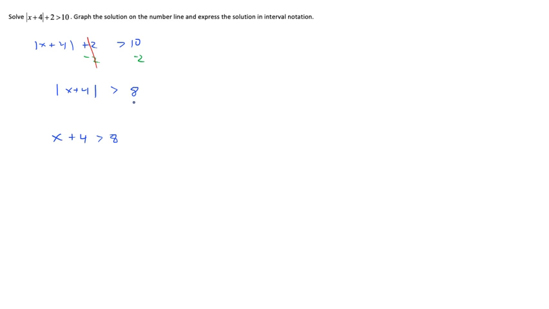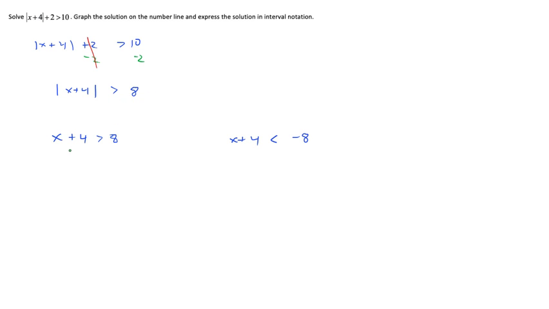Because essentially we're multiplying by negative 1, the golden rule for inequalities is that if we multiply by a negative, we have to switch the direction of the inequality. So this becomes x plus 4 is less than negative 8. Notice the sign inside the absolute value, this x plus 4, does not change. It doesn't become x minus 4. The number that changes is the value on the other side of the inequality.